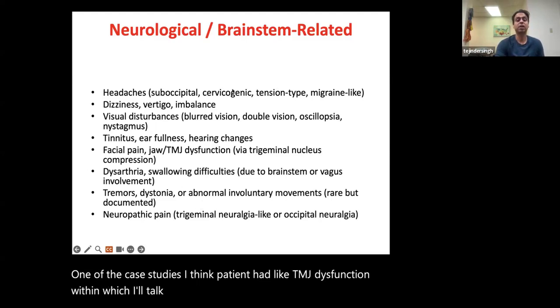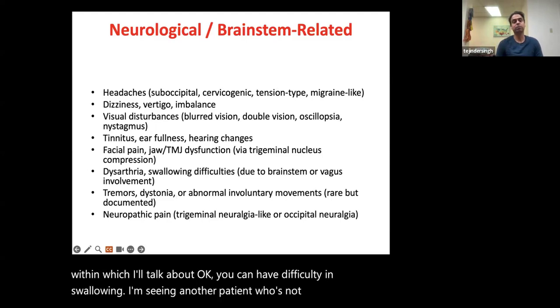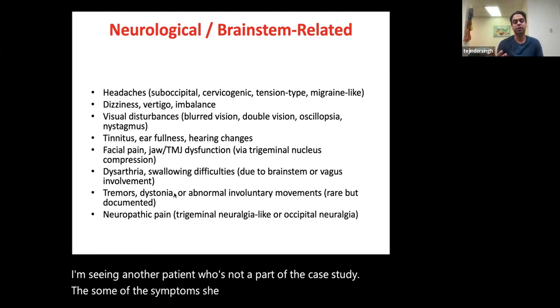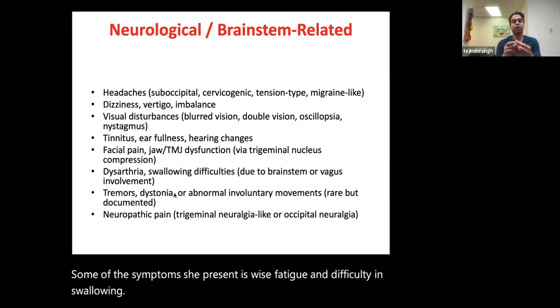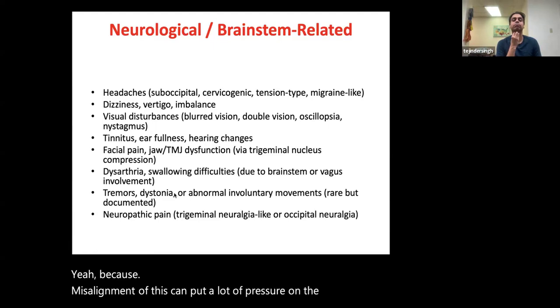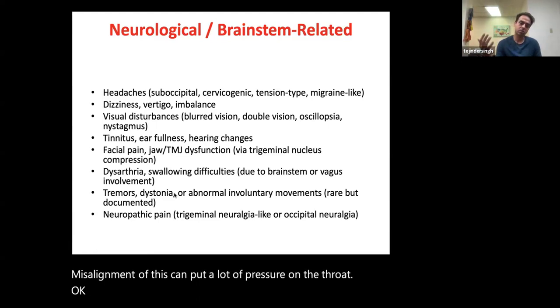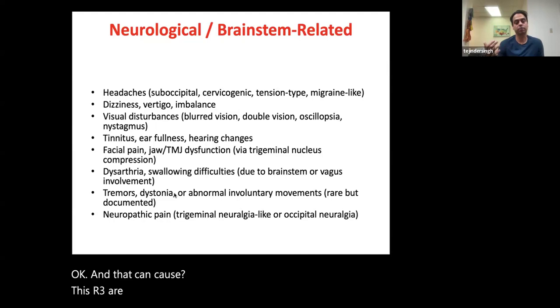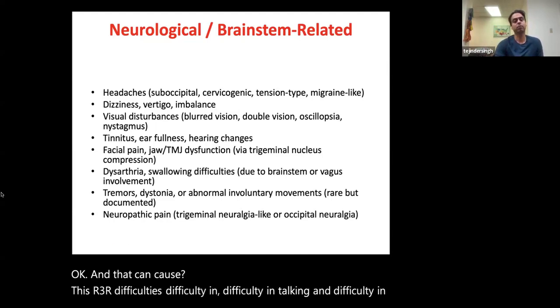You can have difficulty in swallowing. I'm seeing another patient who's not a part of the case study. Some of the symptoms she presents are voice fatigue and difficulty in swallowing. Because misalignment of this can put a lot of pressure on the throat. And that can cause dysarthria, difficulty in talking and difficulty in swallowing.